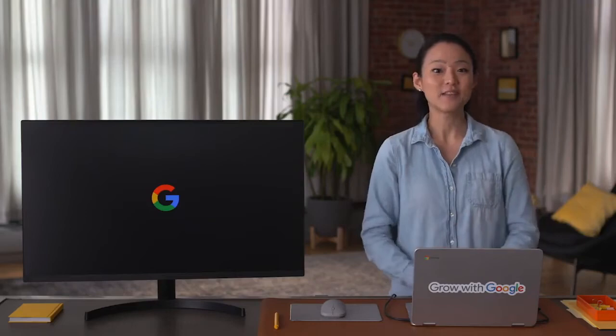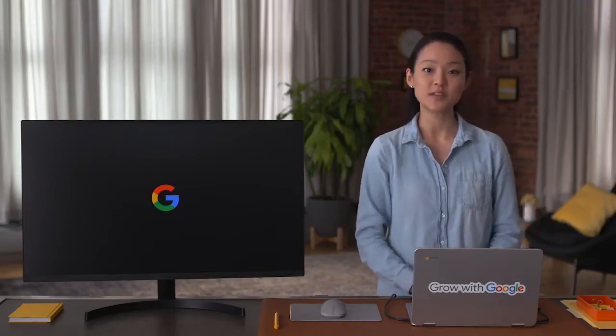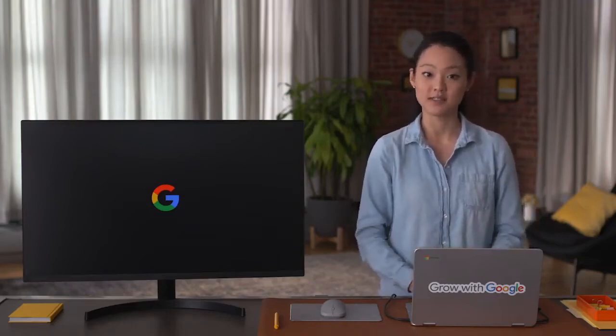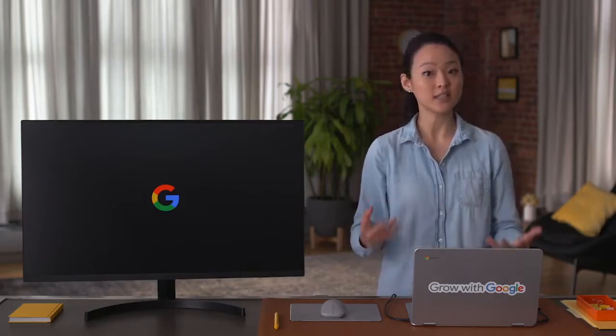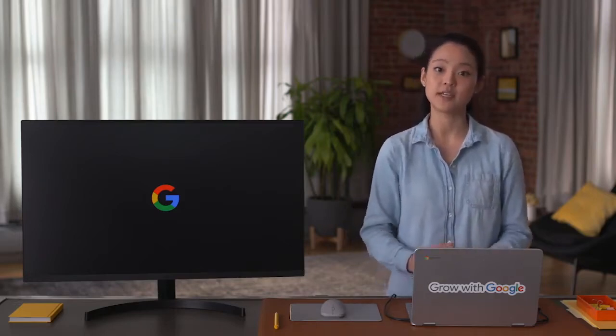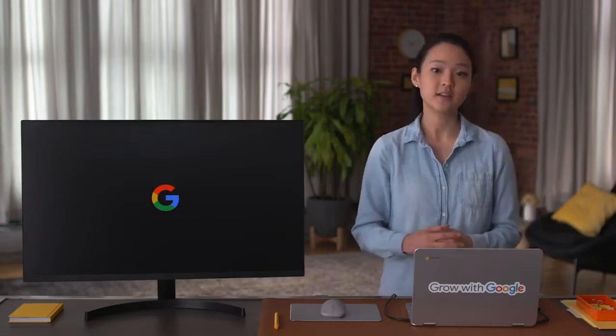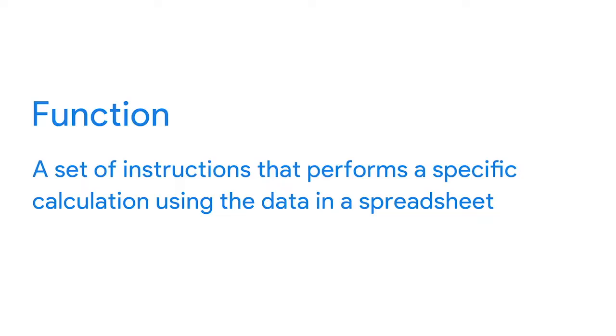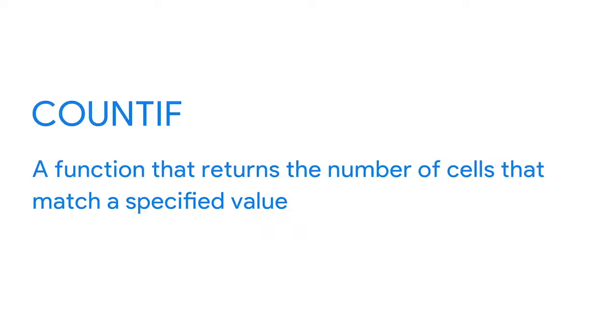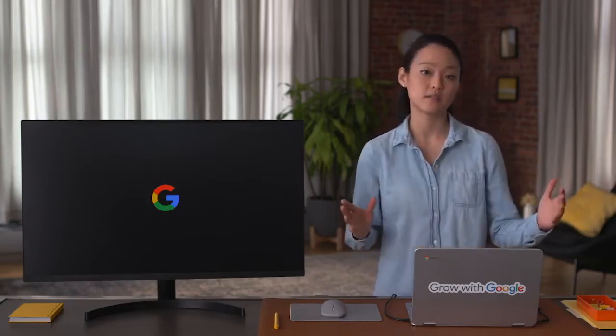Welcome back. You've learned about some very useful data cleaning tools that are built right into spreadsheet applications. Now we'll explore how functions can optimize your efforts to ensure data integrity. As a reminder, a function is a set of instructions that performs a specific calculation using the data in a spreadsheet. The first function we'll discuss is called COUNTIF. COUNTIF is a function that returns the number of cells that match a specified value. Basically, it counts the number of times a value appears in a range of cells.